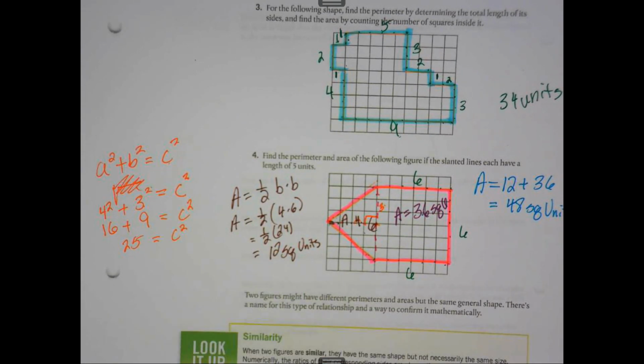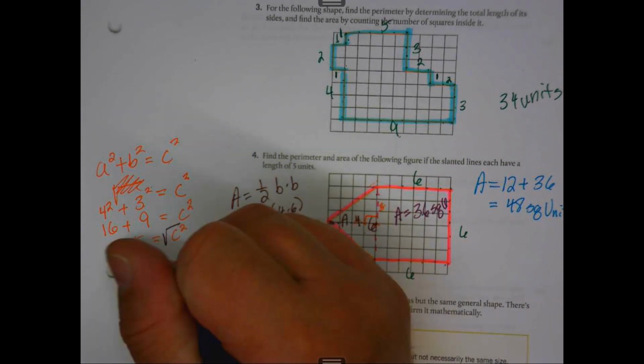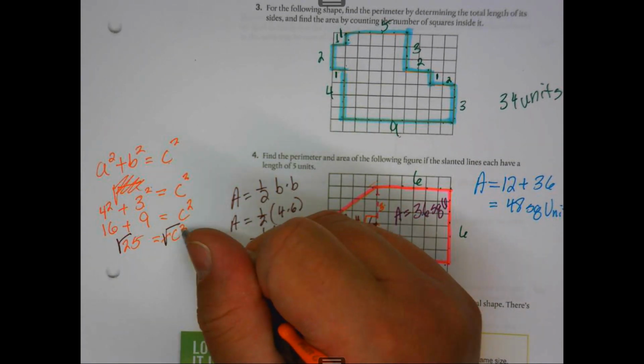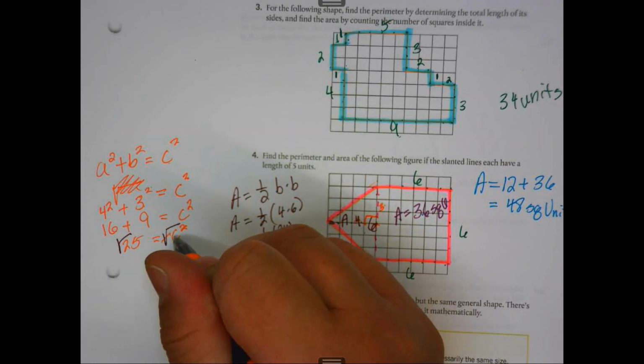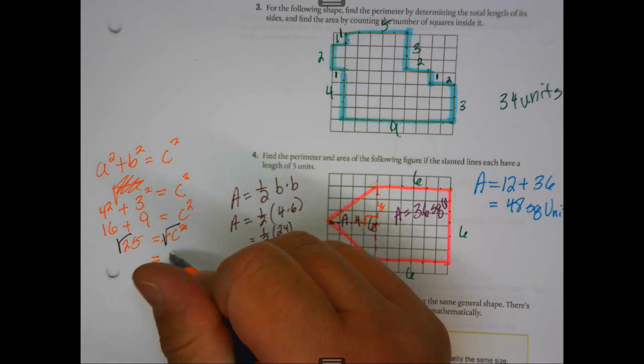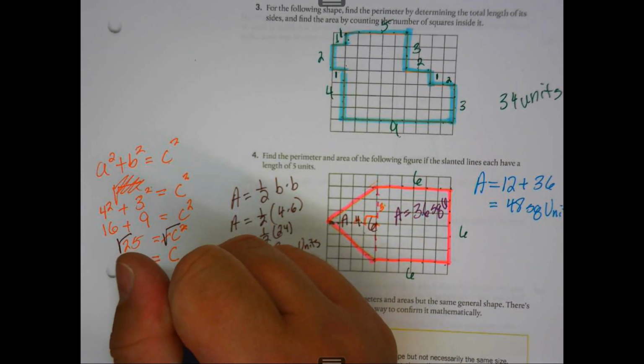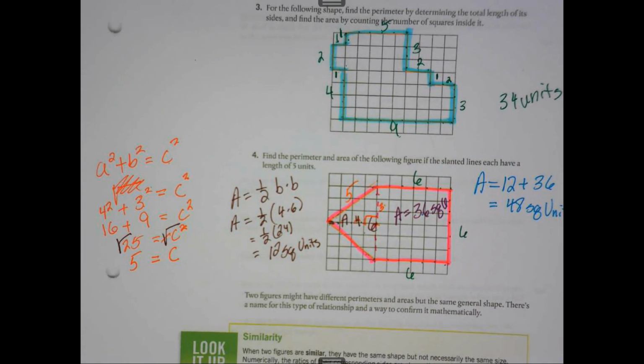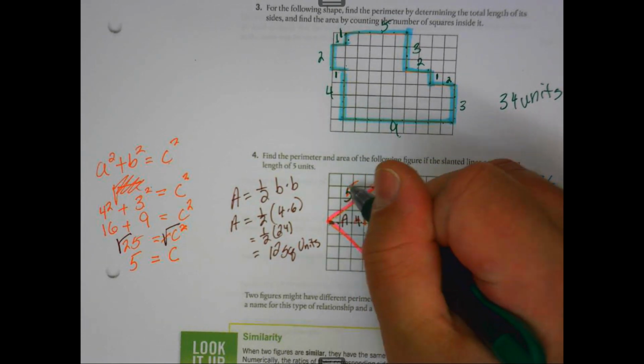Have to get rid of the square. So I'm going to take the square root of both sides. Cancels out the squared. I don't have to worry about the negative because I'm dealing with distance, so I only want the positive 5. This is 5. The hypotenuse equals 5.